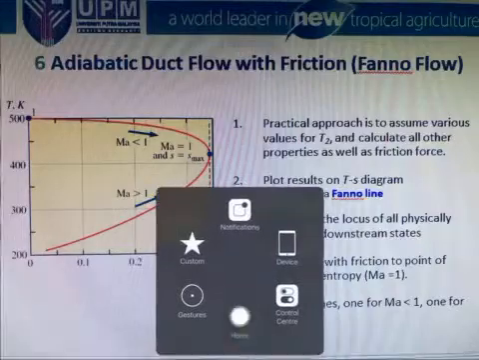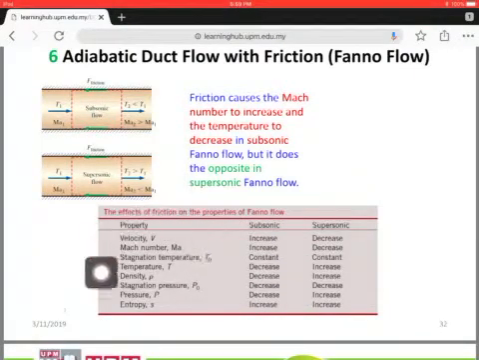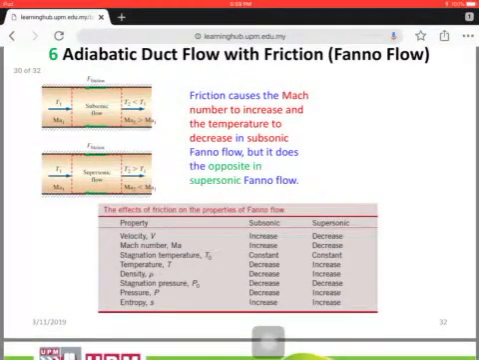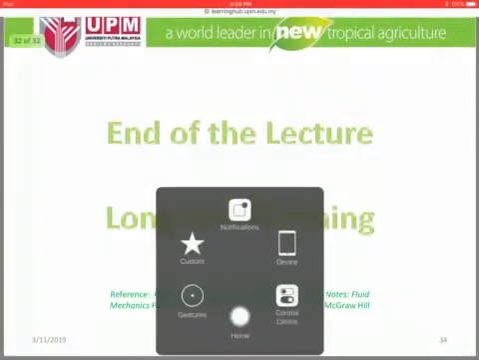Okay, let's go back to the slide. This is the table which describes the change for these parameters: the velocity, Mach number, static temperature, and the rest. For temperature, there's only decrease and increase. And if you look at here, all are opposite to each other except for entropy, stagnation temperature and also stagnation pressure. So I don't think that you need to memorize this, but you need to understand these two flows, the Fano flow and the Rayleigh flow. So this is the tutorial that you can do to have better understanding.